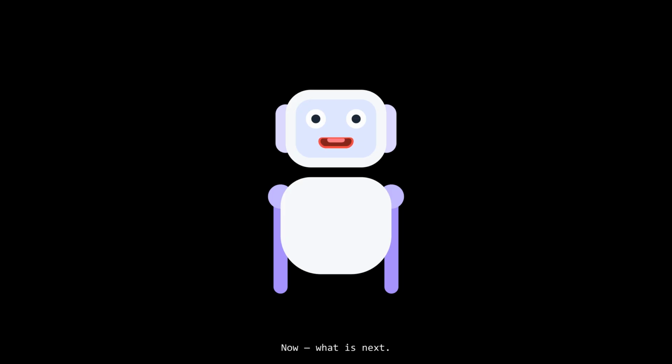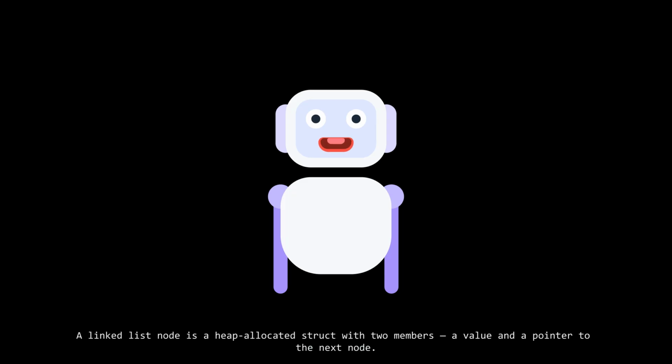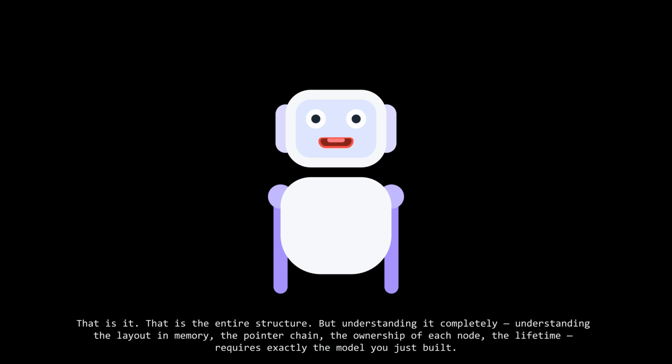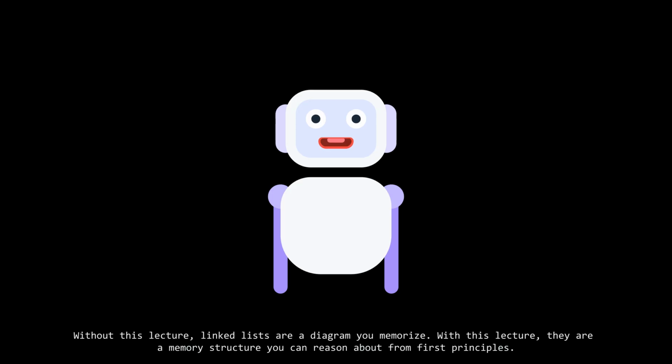Now, what is next? The next lecture is linked lists, specifically the anatomy of a linked list node. A linked list node is a heap allocated struct with 2 members, a value and a pointer to the next node. That is it. That is the entire structure. But understanding it completely, understanding the layout in memory, the pointer chain, the ownership of each node, the lifetime, requires exactly the model you just built. Without this lecture, linked lists are a diagram you memorize. With this lecture, they are a memory structure you can reason about from first principles.